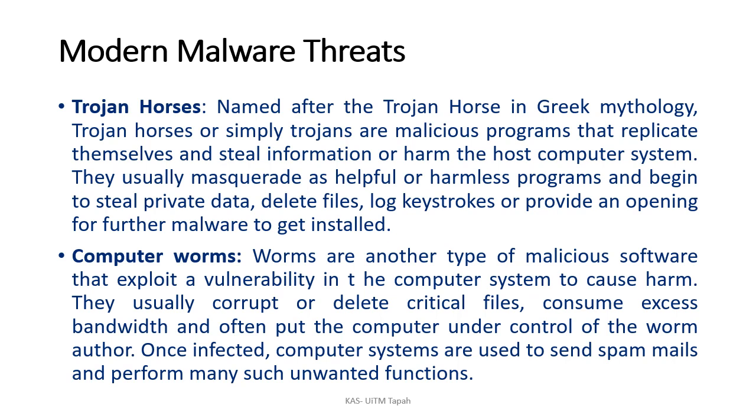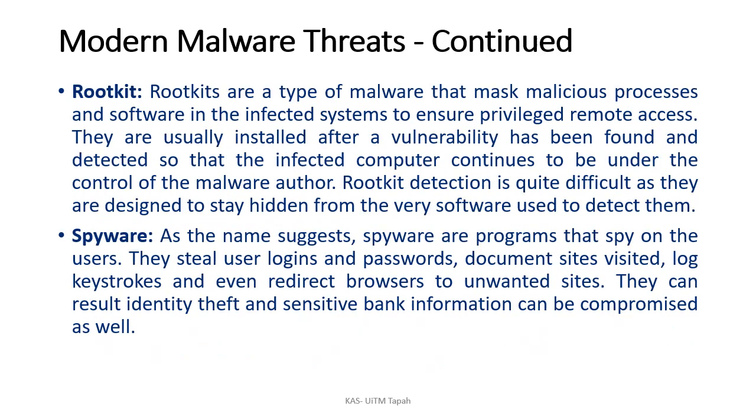So how about the worms? Worms are another type of malicious software that exploit the vulnerability in the computer system that can cause harm. So usually they corrupt or delete the critical file, access the bandwidth or put the computer under control of the worm author. Once it has been infected, the computer system can send spam mail and perform many unwanted functions. It depends how they write the worm, the variations of worms.